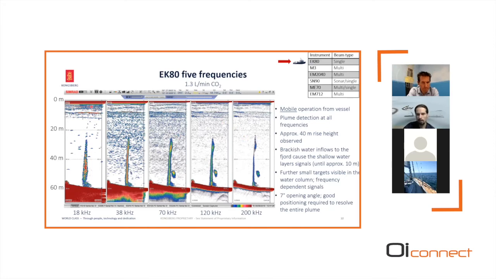We also see some distinct features in the surface of these echograms. They result from a layering in the fjord environment. It's also important to mention that with only 7 degrees of an opening angle, you have to be spot on your gas release plume. Otherwise, it's difficult to see it. This is something we will encounter going forward now.